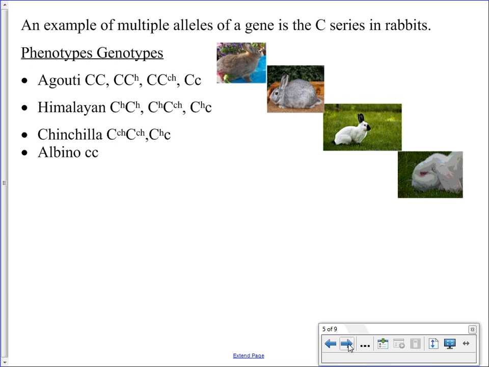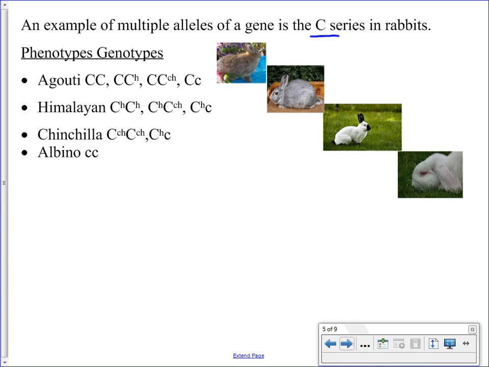A nice example of multiple alleles that is in your textbook as well is coat color in rabbits, and this one is referred to as the C series, as you can see here, because they are using the letter C to represent the different alleles. You might notice here that there are capital C's and there's also a lowercase c. So this one does in fact show a dominant recessive relationship, but on top of that, we also have more than two alleles, so we do have multiple alleles.